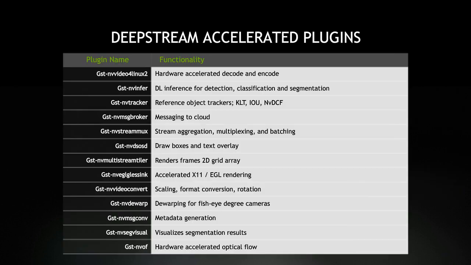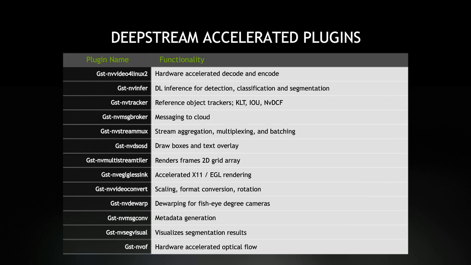This is the list of the plugins that are included in DeepStream SDK. These plugins are accelerated for NVIDIA hardware. I'll talk about a few of these in greater detail in the later part of the webinar. The first one is NVIDIA for Linux, plugin for video and image decode and encode. This uses NVDEC and NVENC accelerators.